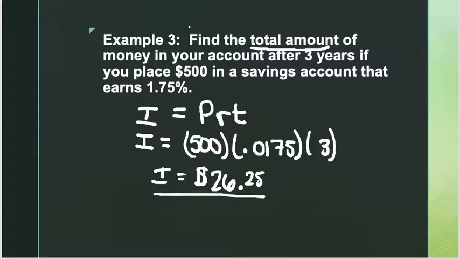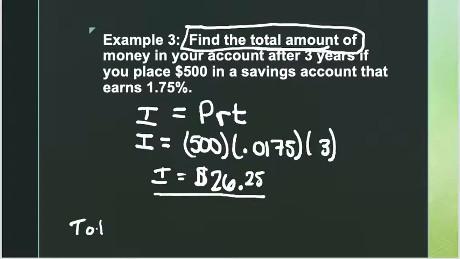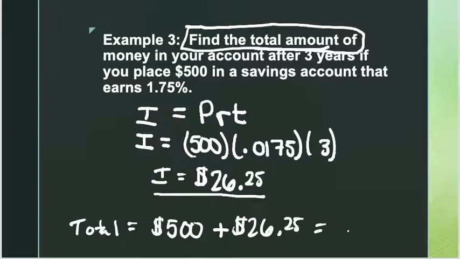What this question asks for, though, is the total amount of money in our account. Well, we started off with $500, so our total is going to be that initial $500 that was placed in the account plus the $26.25 that we earned from our interest, giving us a total amount of $526.25.